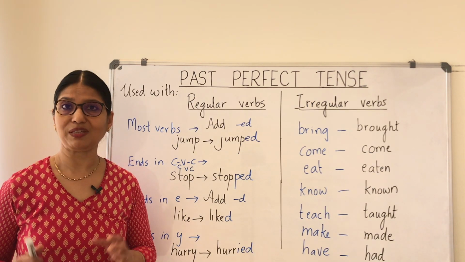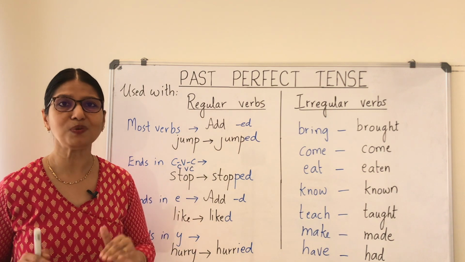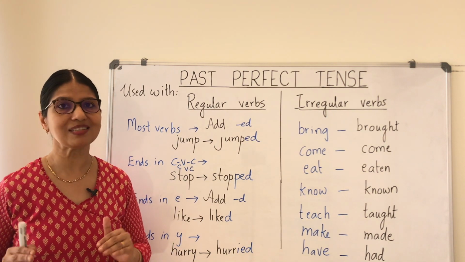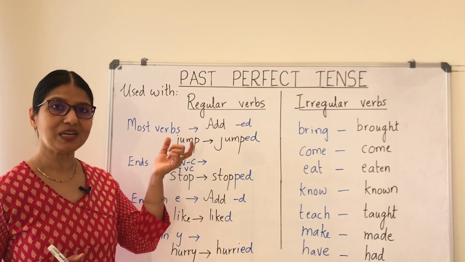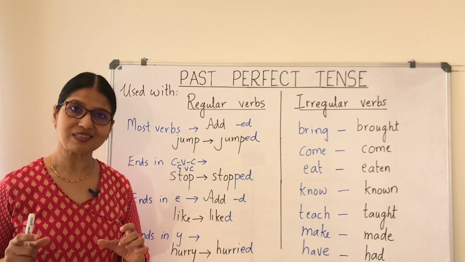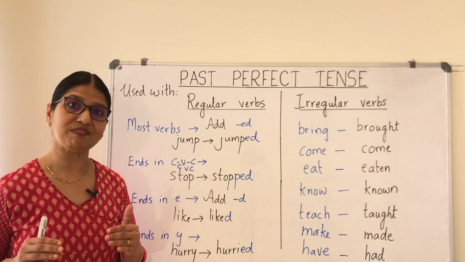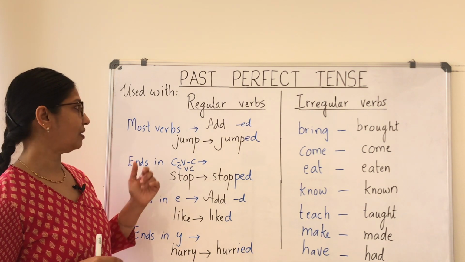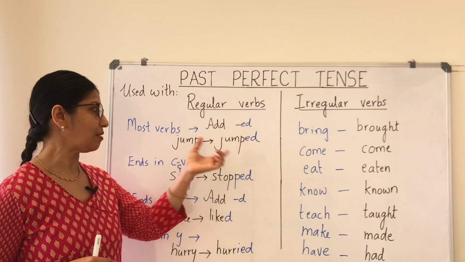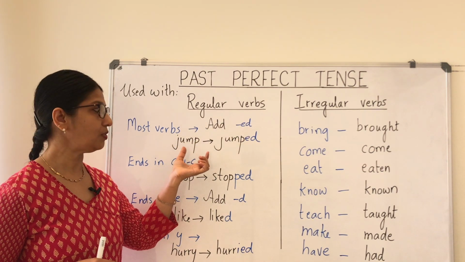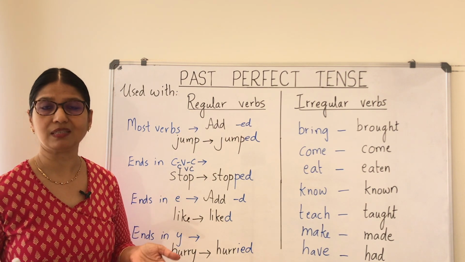Please don't forget that whether we use the past perfect tense with regular or irregular verbs, the form used is the same. It's always had plus the past participle form of the verb. But then, if it's a regular verb, the past participle and the past tense of that verb will be the same. And the spelling rules depend on the verbs themselves. For example, for most verbs, you just have to add ed. For example, in the case of jump, you just add ed and you have jumped. The same happens with other verbs like paint or call.